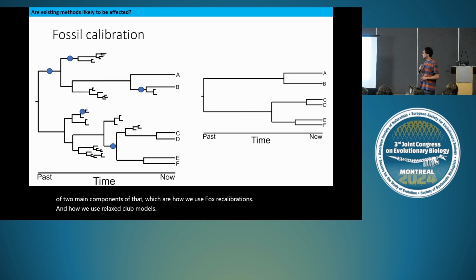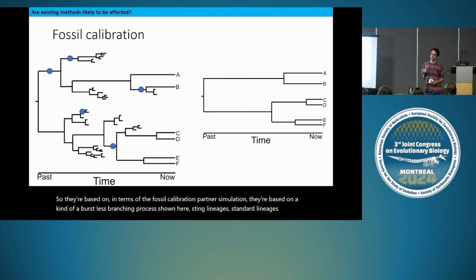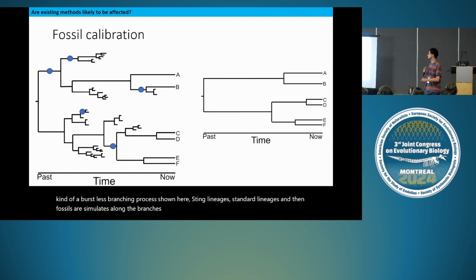In terms of the fossil calibration part of the simulation, they're based on a birth death branching process, which is shown here. So you've got extinct lineages, extant lineages, and then fossils are simulated along the branches of that process, the blue circles here. And we're interested essentially in how different phylogenetic scales affect the expectation of when a fossil originates in relation to when a clade originates.